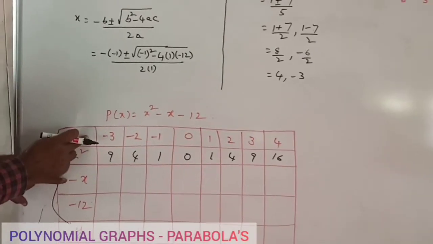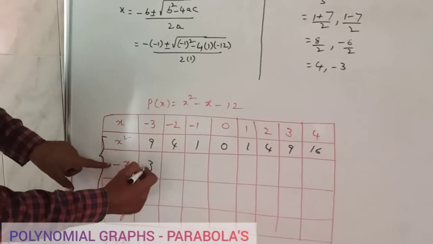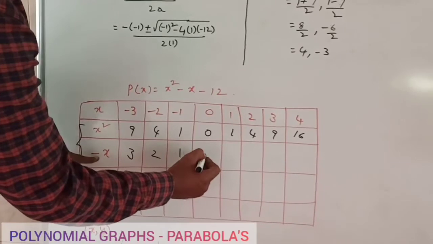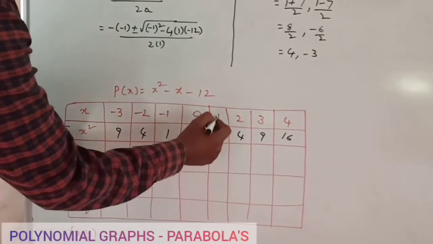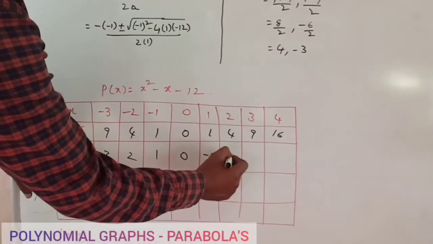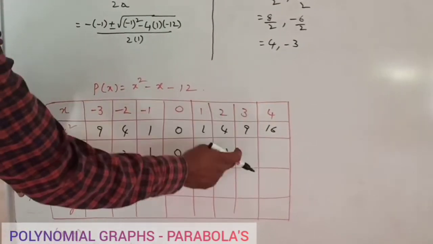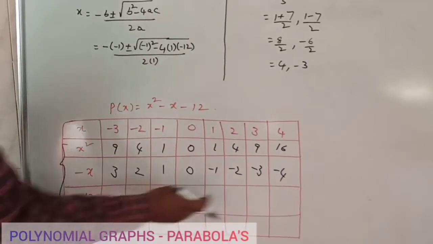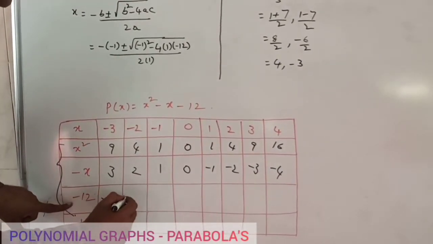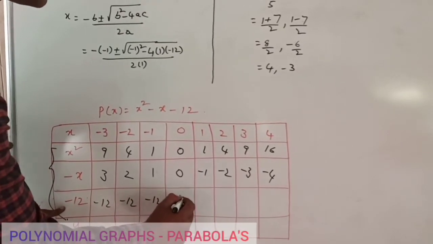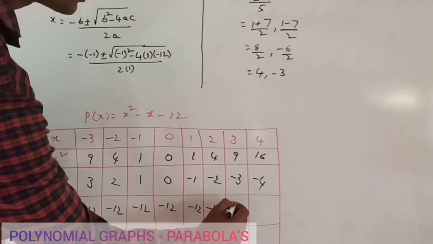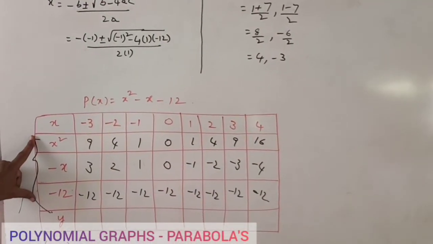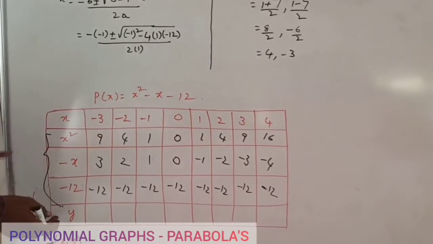And minus x values: minus into minus is plus 3, minus into minus is plus 2, minus into minus is plus 1, minus into 0 is 0, minus into 1 is minus 1, minus into 2 is minus 2, then minus 3, minus 4. Then minus 12 for all values, up to the last. Adding these three values gives y.